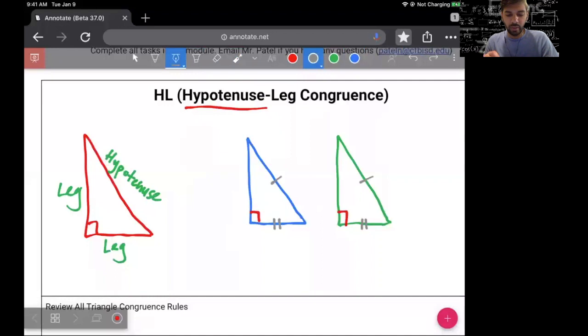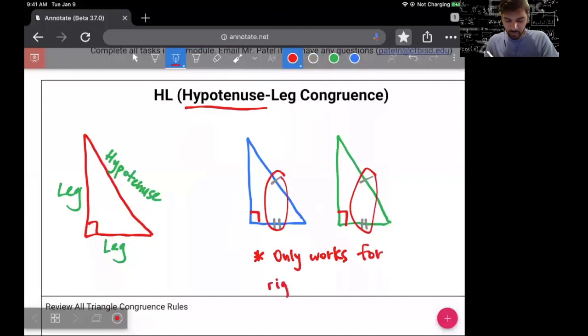But I'll make a very clear note down here that this only works for right triangles. Okay, it only works for right triangles.